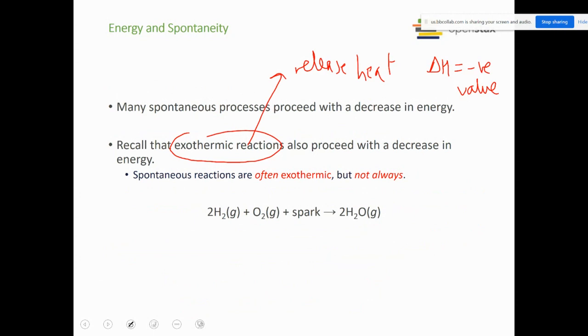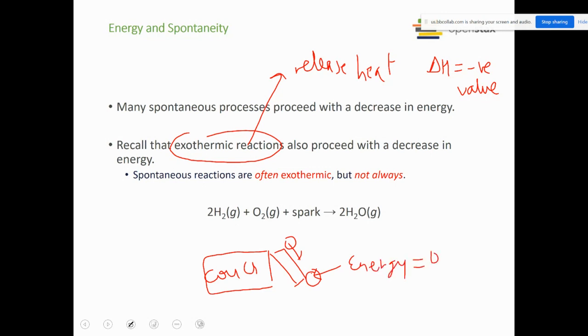Now remember, a spontaneous process usually happens with a decrease in energy. An easy example is the couch and ball: I roll it down, kinetic energy increases, and at the bottom, the energy of this ball is almost zero, because there's no more kinetic energy there. But do you see how this process proceeded with a decrease in energy? That's what I mean by how exothermic reactions can be spontaneous, most of them.